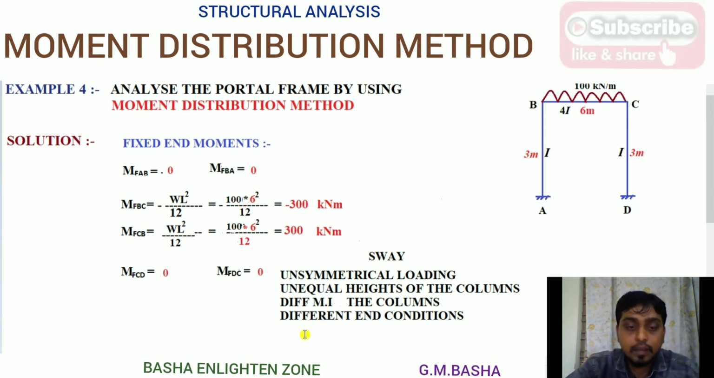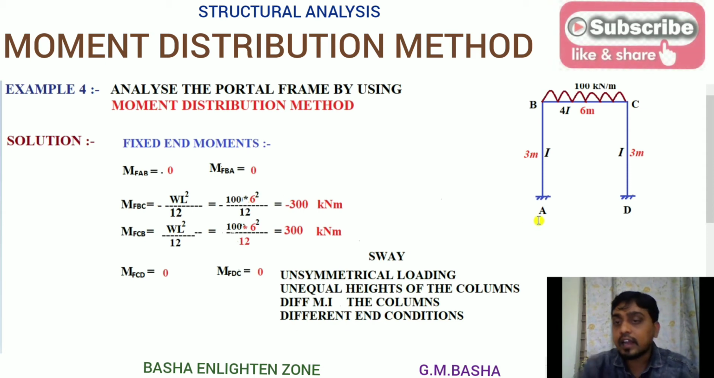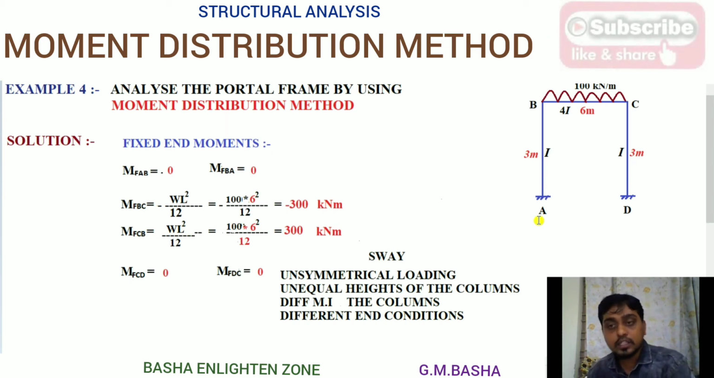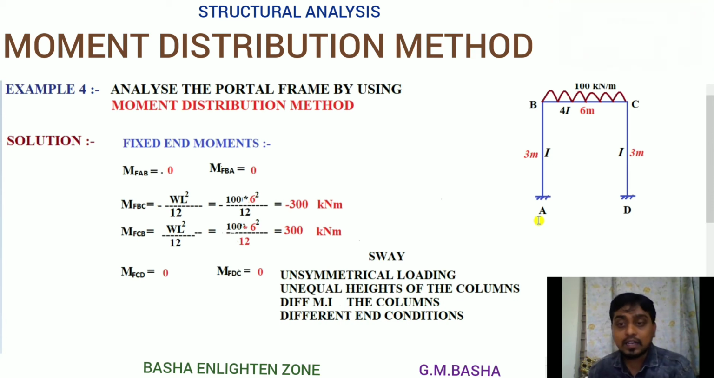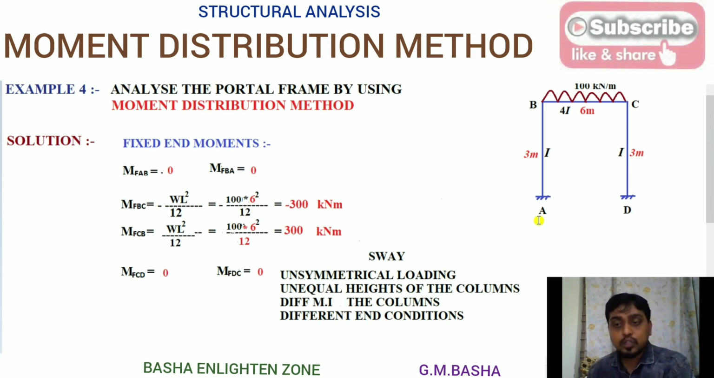At the same time, different end conditions. At end A it is fixed and end D is also fixed here, but sometimes one end will be fixed. For example, if end D is simply supported, then at that time the frame leads to sway analysis. Otherwise, if both ends are hinged or both are fixed, no problem. But if one end is fixed and another end is simply supported, at that time also the frame leads to sway analysis.